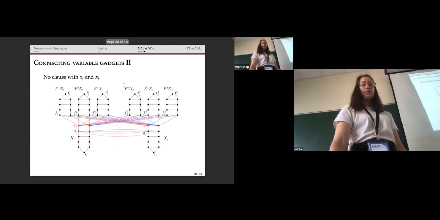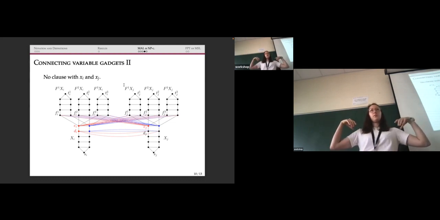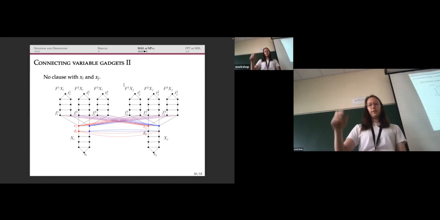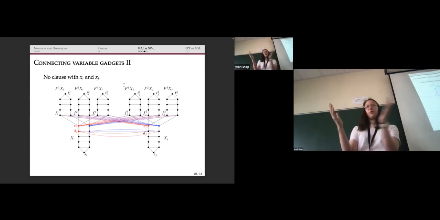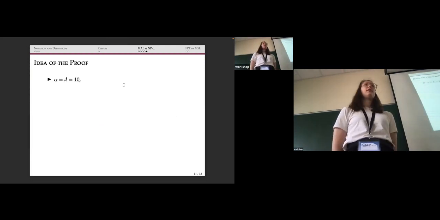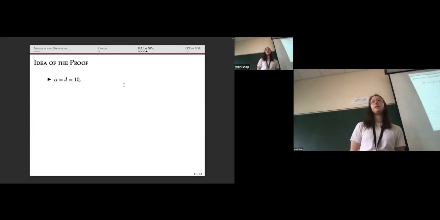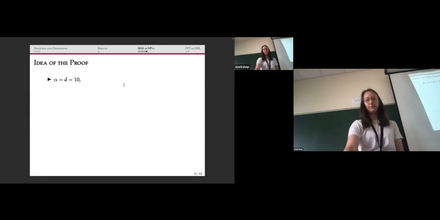And if two variables never appear in the same clause, we just put these blue and red edges in between them and make something like that. And we do this for all pairs of variables. Now, when we construct this graph from a formula, we first prove that the diameter of this graph is 10. So the graph is going to be huge, but the diameter is still going to be just 10.